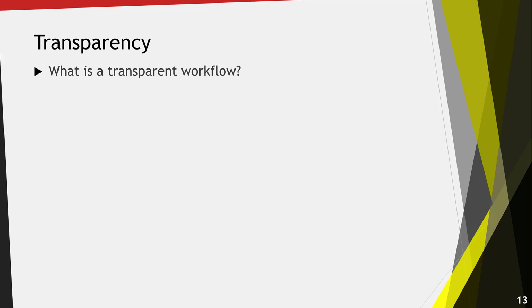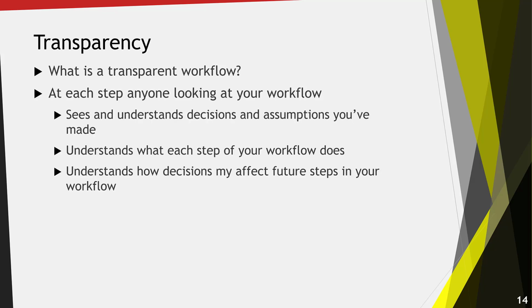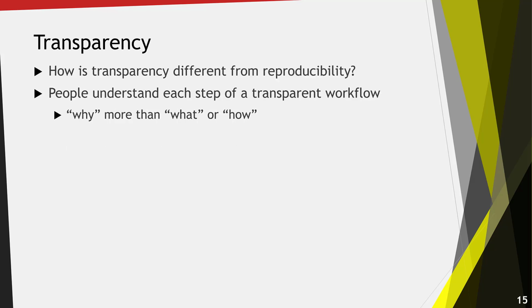The second core principle of data science is transparency. So what do I mean by a transparent workflow? A transparent workflow means that anyone examining your workflow can look at every step and see and understand the decisions and assumptions that you've made along the way. They understand what each step of your workflow does, and they understand how decisions might affect future steps in the workflow. So this may seem a lot like reproducibility.